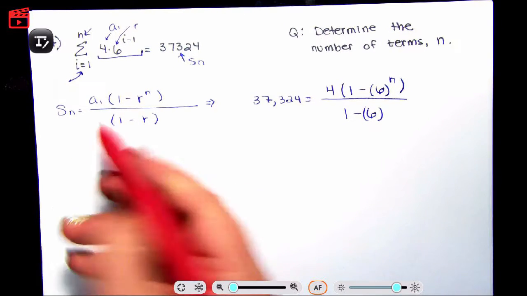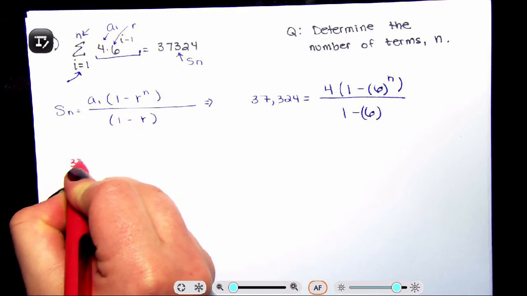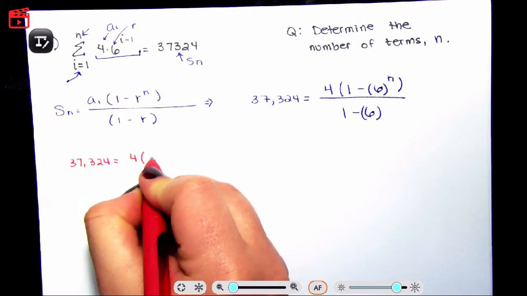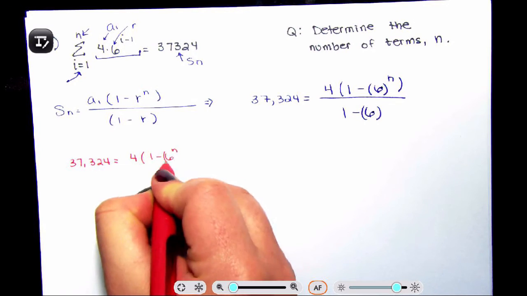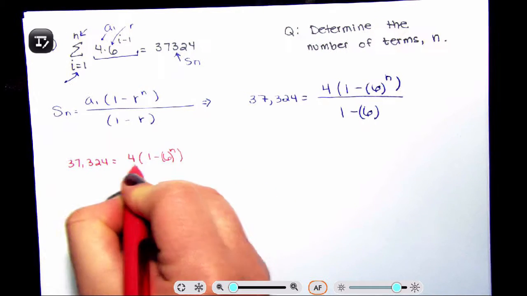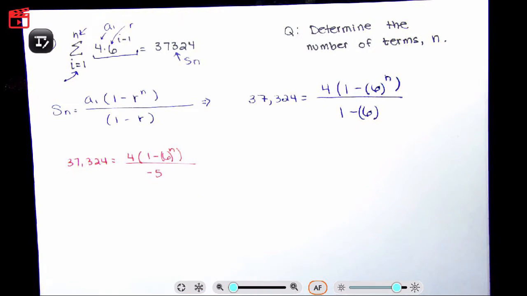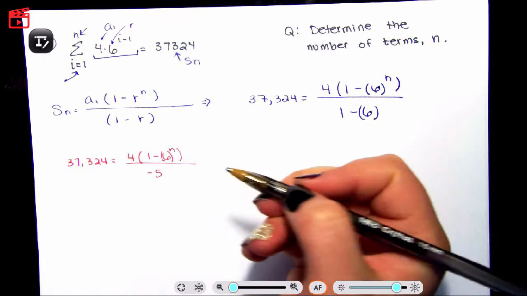Starting to simplify this, so I have 37,324 is equal to 4 times 1 minus 6 to the nth power. Keep your r in parentheses. It will save you a headache. 1 minus 6 is negative 5. At this point, multiply. Our task is to get 6 to the nth power by itself.